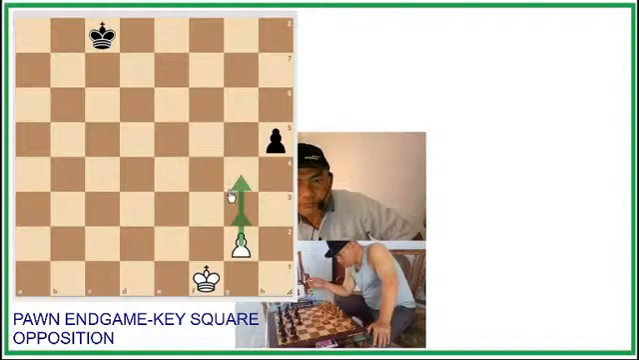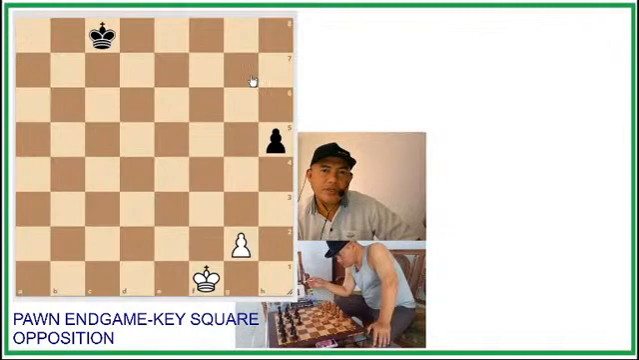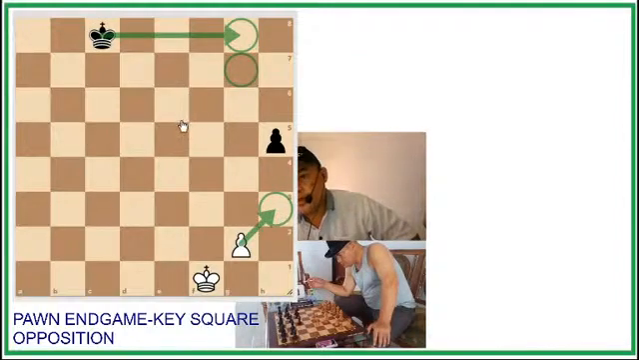And also how black can change the key square from G file to H file and take advantage of it, because the key square then will be from this square. When this pawn is on H file, then we come here, which is nearer to the black king.